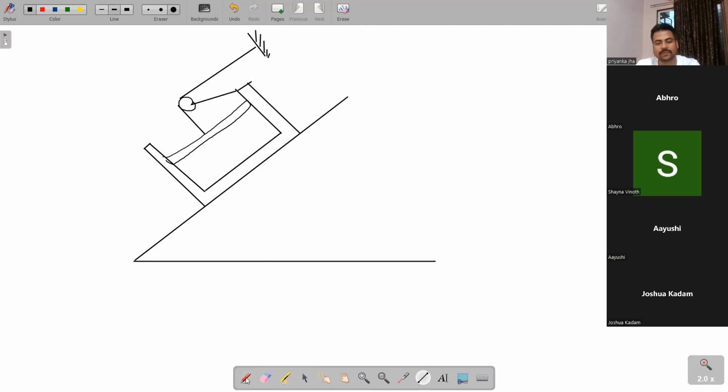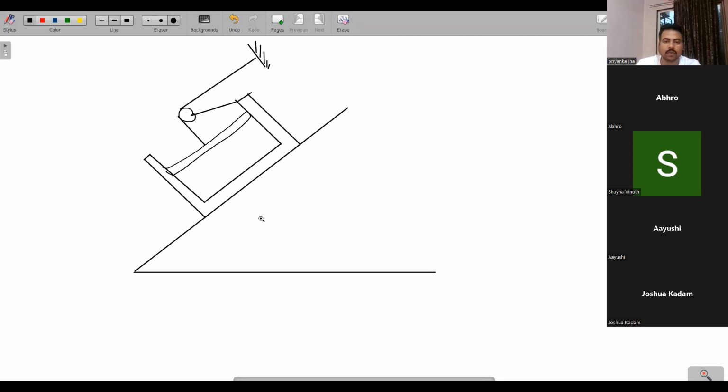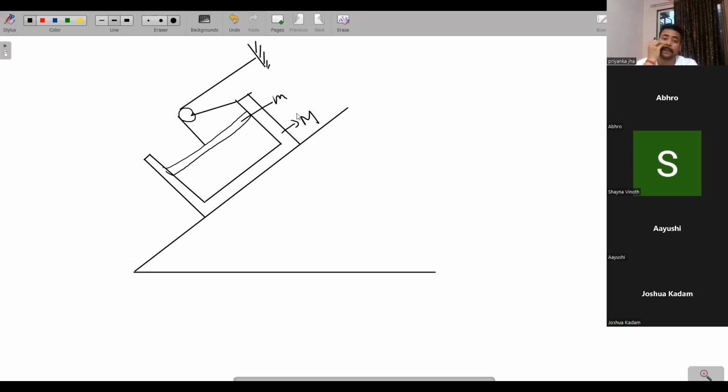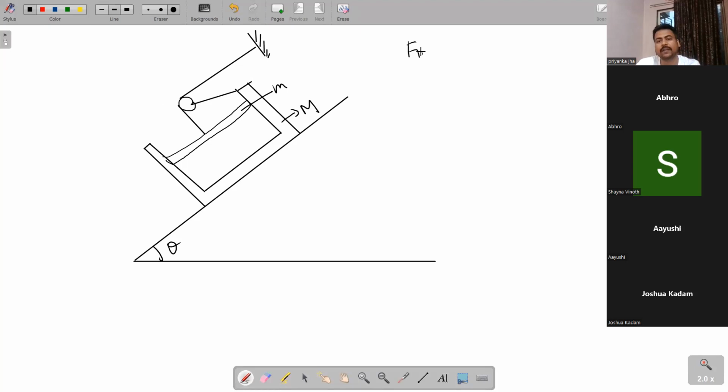Now, the mass of this block is capital M, and the mass of this piston is small m. This angle is given as theta. You have to find the acceleration of the blocks. This plane is fixed. So there are two blocks, this block and this block. You have to find the acceleration of both the blocks.